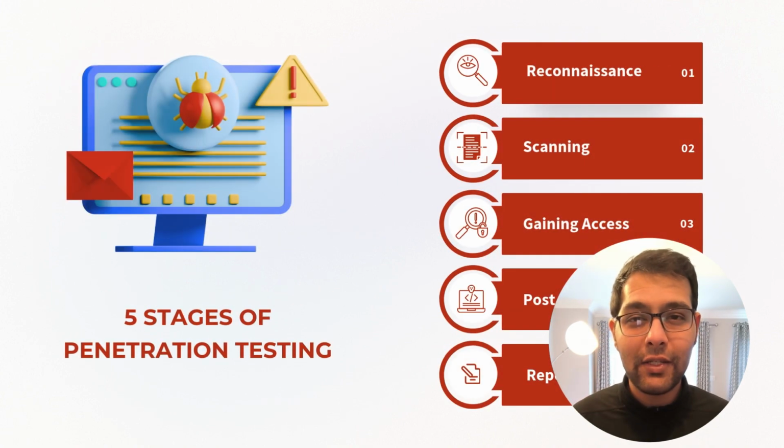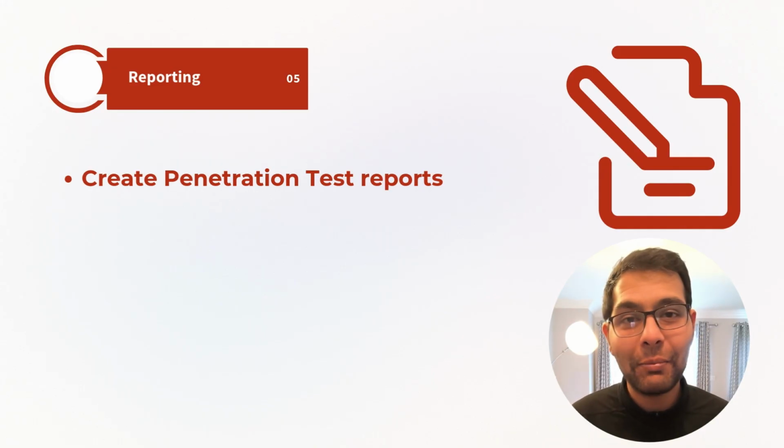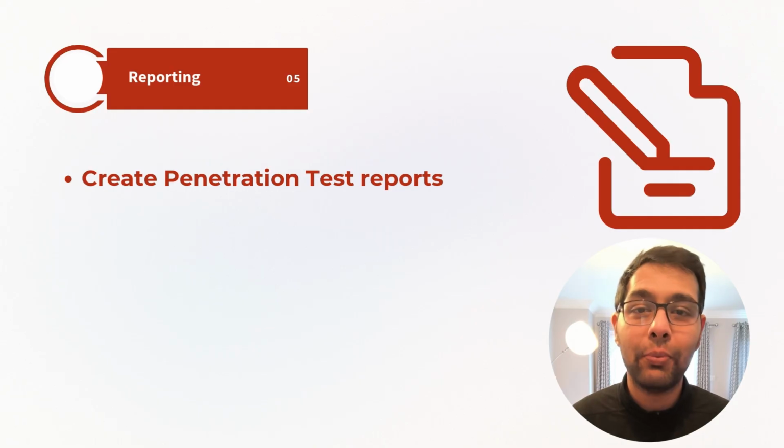Stage 5, covering tracks and reporting. This is the final stage that involves covering tracks and providing a detailed report. In a real cyber attack, hackers erase logs, delete evidence, and use obfuscation techniques to avoid detection. However, in ethical hacking, this phase is about documentation and reporting.